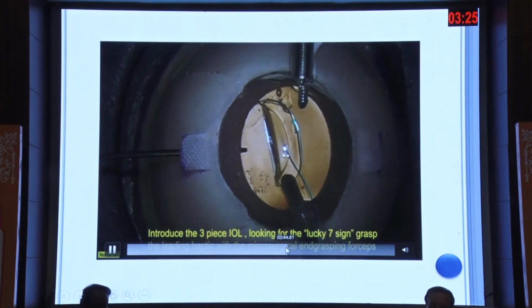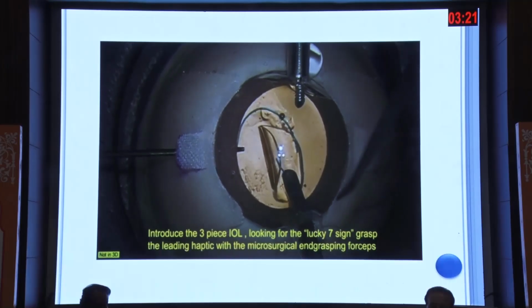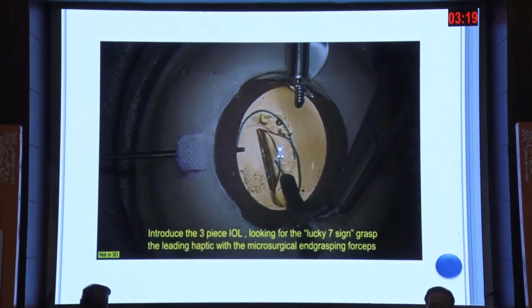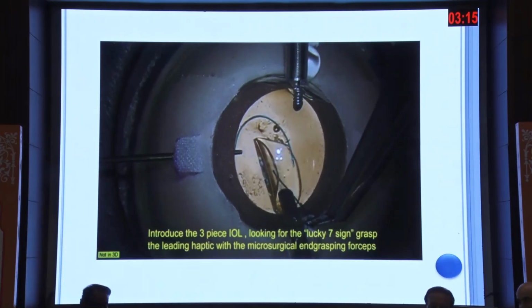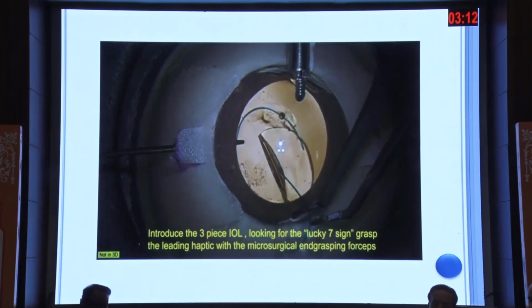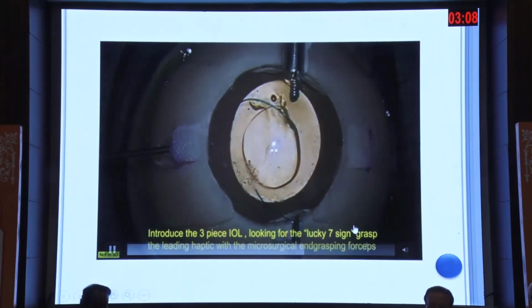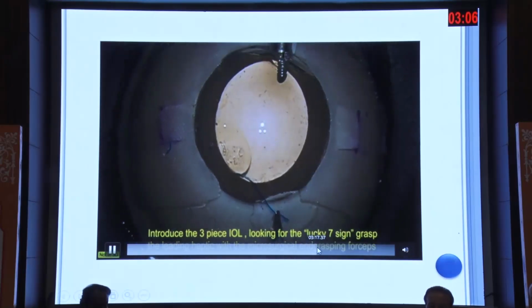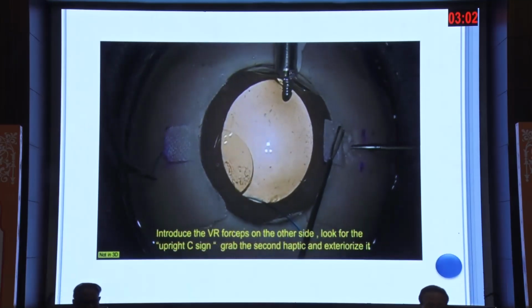So we hold it, and once it is out, one haptic is still outside the eye, so you are not worried that it is going inside the vitreous, because one haptic is already outside, you can hold it. And the other haptic you are catching with the other side. So once one haptic is out, then you put it again from the main incision.